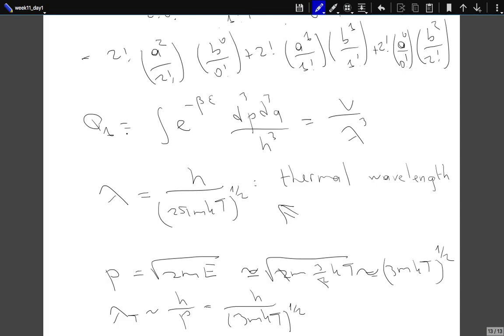And in fact, the classical limit would just correspond to the case that this is large. Because if this number V over lambda cubed is small, various particles will start feeling the quantum nature of the other particles, and hence quantum mechanical effects will start to be important.